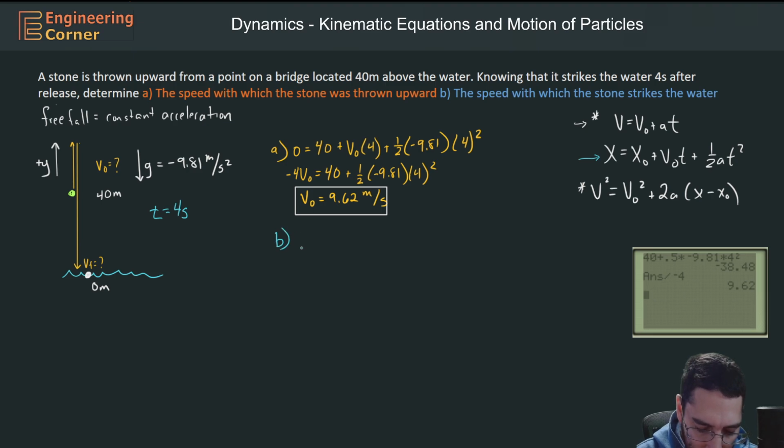So we'll have that our final velocity v is equal to v naught. So that's going to be this 9.62. We know it's going upward, so we know it's positive. It's in this positive y direction. So 9.62 plus my acceleration, which is this minus 9.81 times time, which is 4.